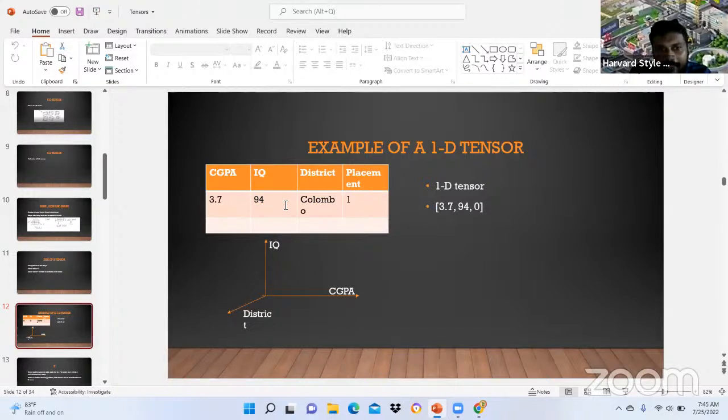Now these 3 things we can store as a list, isn't it? We can put them this way: 3.7, 94, 0. This is a list, guys. That means in your data set, if you are taking a row, you can store that row as a vector.